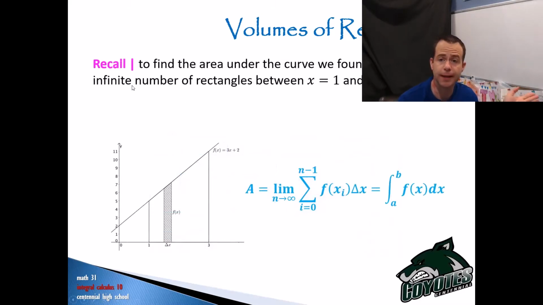Okay, so recall, to find the area under a curve, we found the sum of an infinite amount of rectangles between 1 and 3, and this formula that I used here, the very first one you see, would be Riemann's sum: the limit as n approaches infinity of the summation of f of x sub i times delta x, from i being 0 to n minus 1. But then after we did Riemann's sum, we realized, hey, that's actually just the integration of f of x from a to b, from our left bound to our right bound.